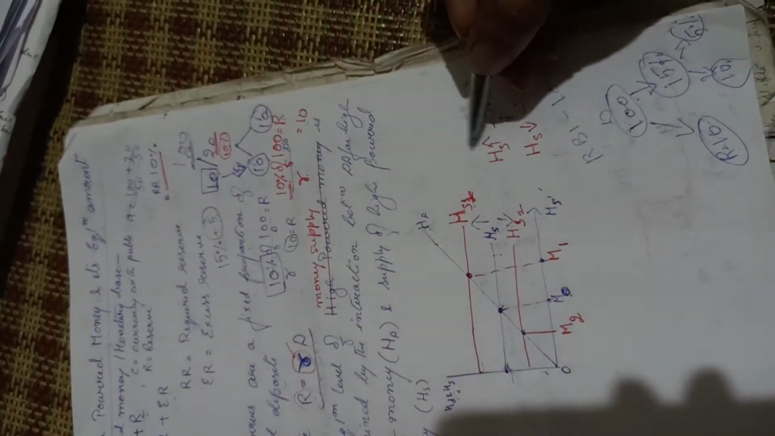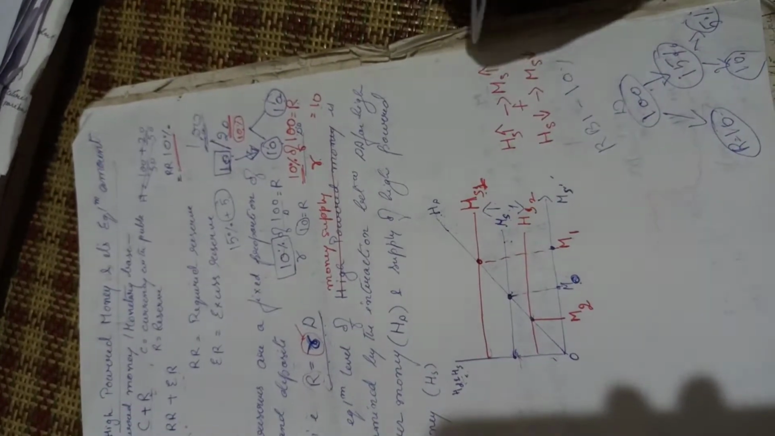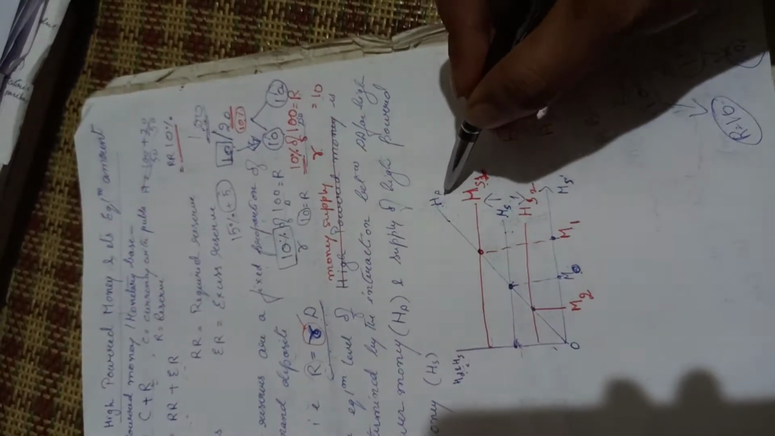If the supply of high powered money increases, then the equilibrium money supply also increases. If the supply of high powered money decreases, then the equilibrium level of money supply decreases. All these are occurring keeping the demand for high powered money constant.